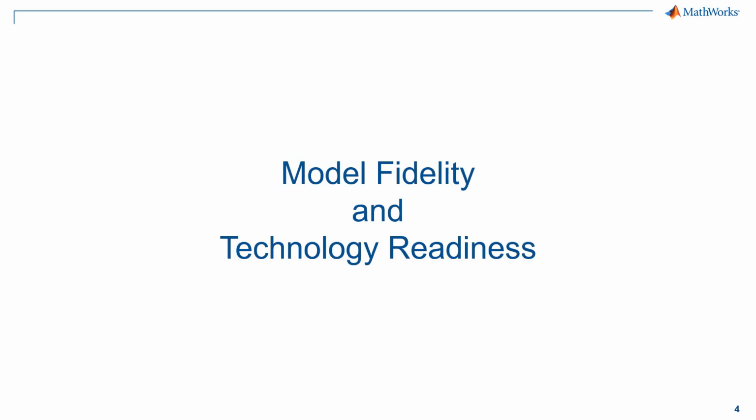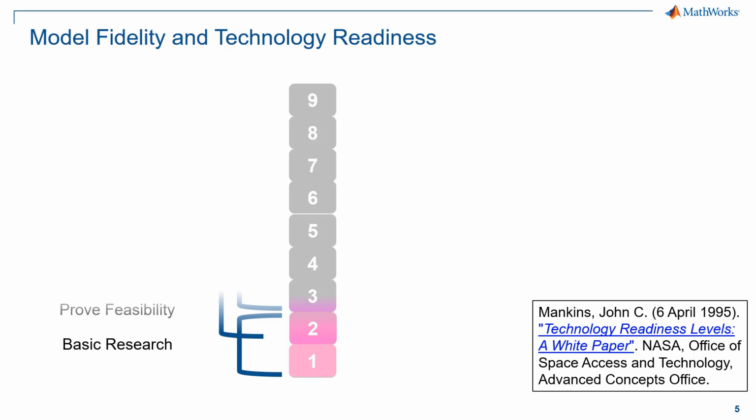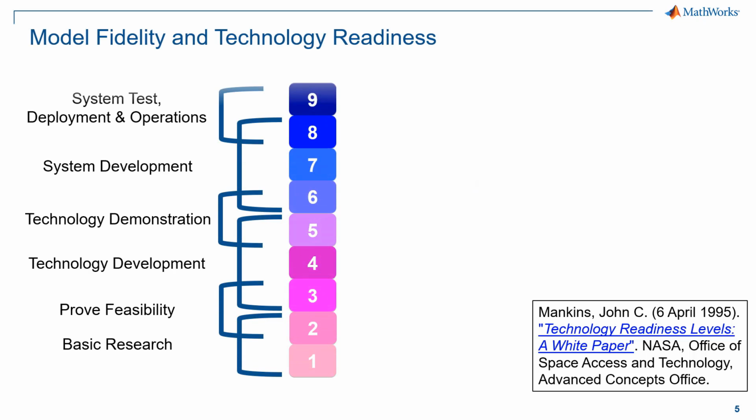In this section, I will discuss the relationship between model fidelity and technology readiness. The Technology Readiness Level scale, or TRL scale, was originally developed by NASA and quantifies the maturity of a given technology at a given stage of development. TRL 1 is your eureka moment where you have the initial idea and begin conducting basic research. And TRL 9 is where you have proven in-service technology.